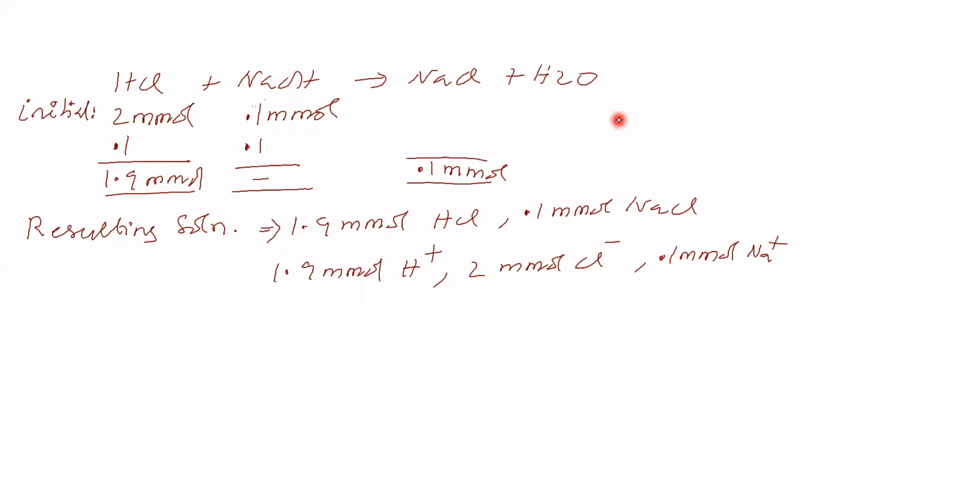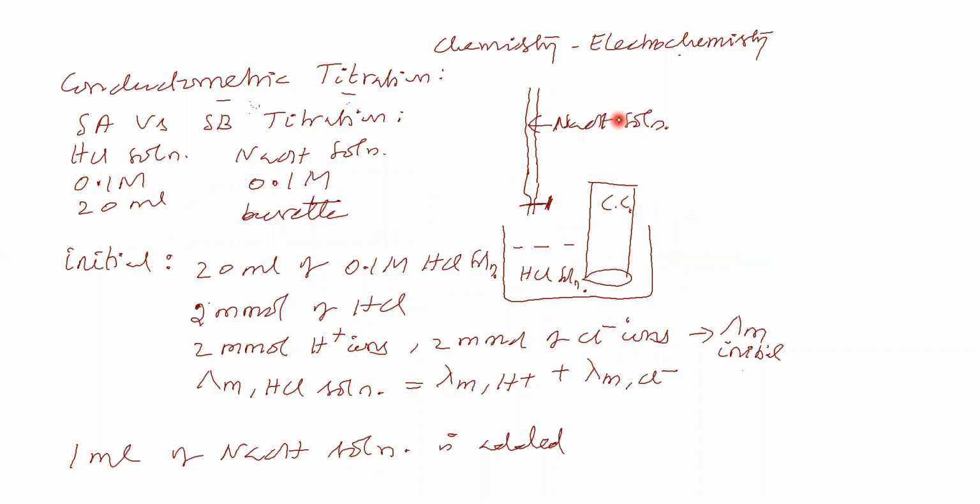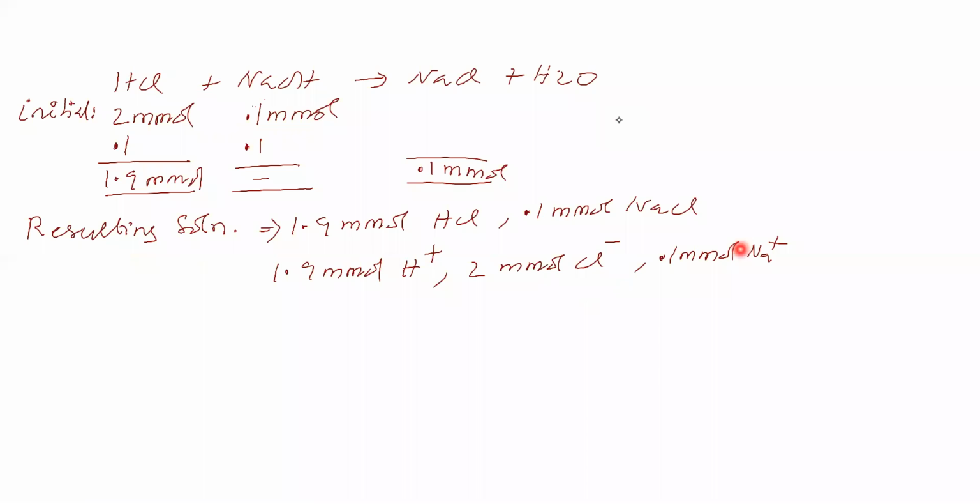Total, if you see, 2 millimoles of cations. So in this resulting solution, 2 millimoles of cations are present. Before adding sodium hydroxide, how is it present? Let us see. Before adding sodium hydroxide, this vessel contains 2 millimoles of cations. After adding sodium hydroxide, also 2 millimoles of cations.